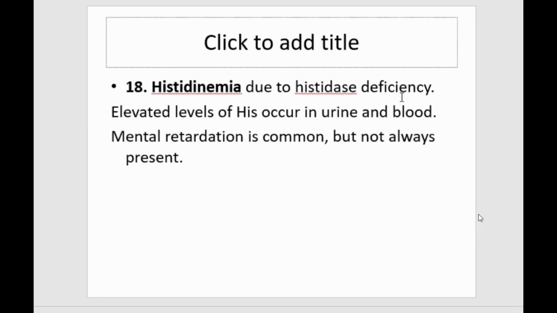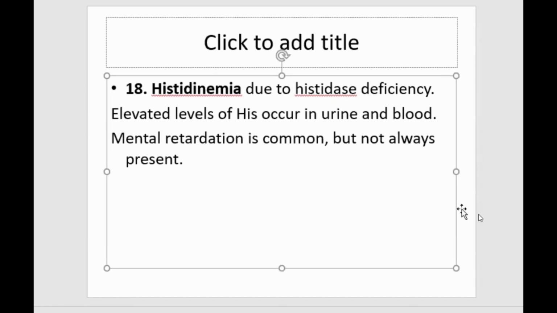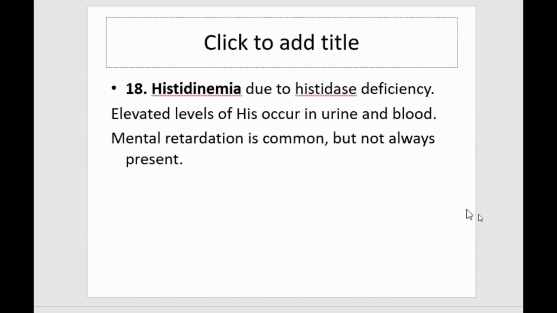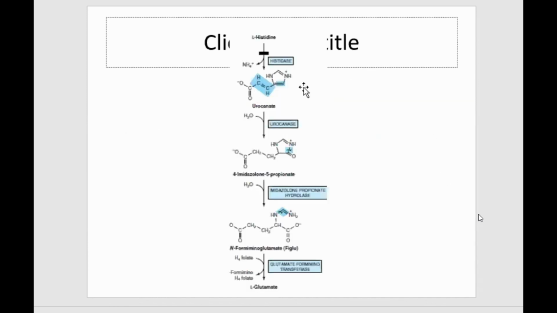Histidinemia is due to histidase deficiency. Elevated levels of histidine occur in urine. Normally this histidine is metabolized. The first enzyme is histidase that converts histidine to urocanic acid, which is then acted upon by a hydrolase, urocanase, to form 4-imidazolone 5-propionate, which is then acted upon by a hydrolase to form formiminoglutamic acid or FIGLU, which then donates its formimino group to tetrahydrofolate to form glutamate that can be metabolized.